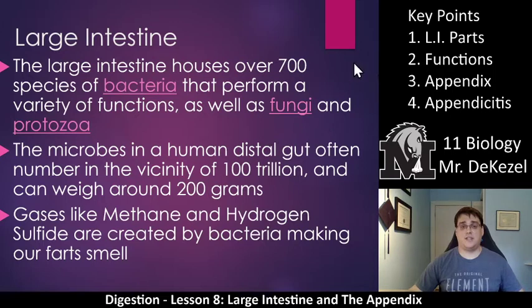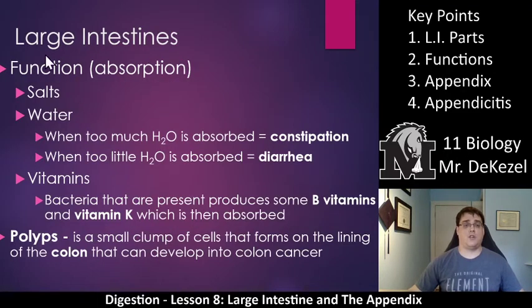This is essentially under the functions of the large intestine. So the microbes in a human distal gut in the large intestine are 100 trillion. Gases like methane and hydrogen sulfide are created by bacteria, and that's what makes our fart smell. But it's very important for the breakdown of food and to form our stool into something that can be eliminated easily. So the large intestine also absorbs salts.